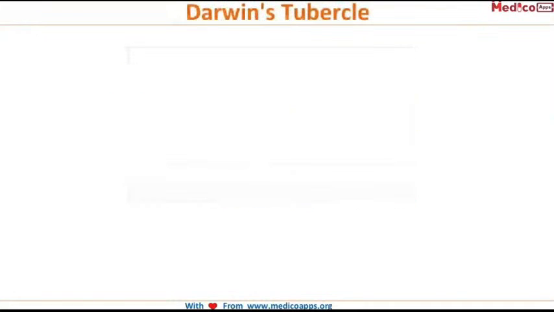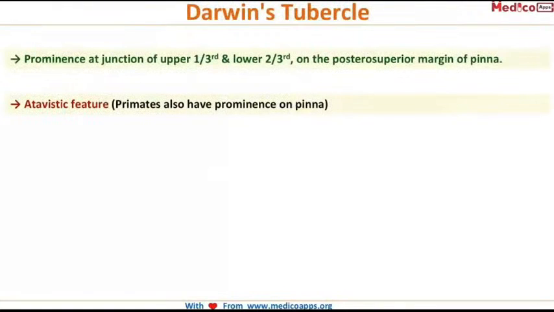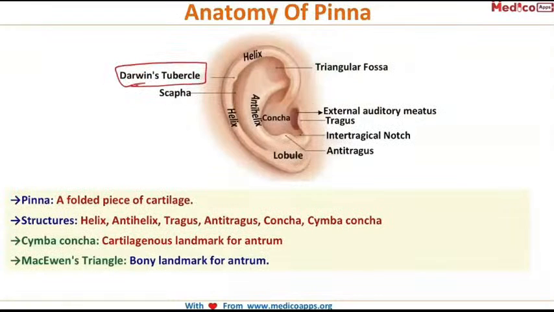Now let's look at the next structure, that is Darwin's tubercle. It is a prominence at the junction of the upper 1/3 and lower 2/3 on the posterior superior margin of the pinna. Now it is an atavistic feature, that is, it is a feature that is similar to the primates, and it is also present in primates as well. Now let's look at the image of Darwin's tubercle. So you can see here Darwin's tubercle, this one over here. This is the prominence that is present at the junction of the upper 1/3 and lower 2/3.